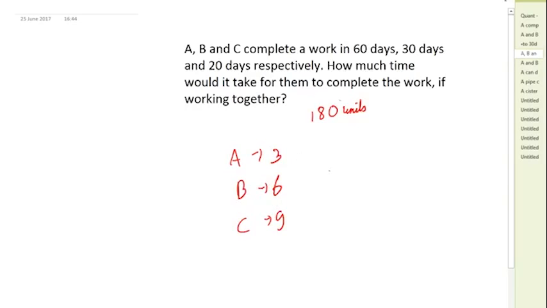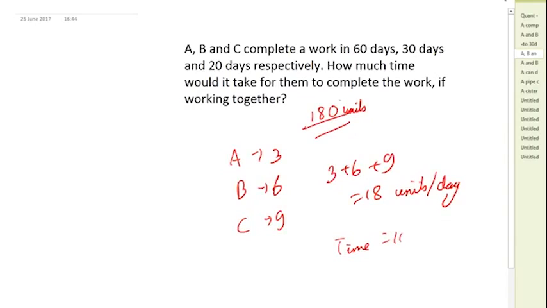When they are working together, the work is 3 plus 6 plus 9 or 18 units per day. So when they work together, they work 18 units per day. Total work we have assumed is 180. So the time they will take will be 10 days. Okay.